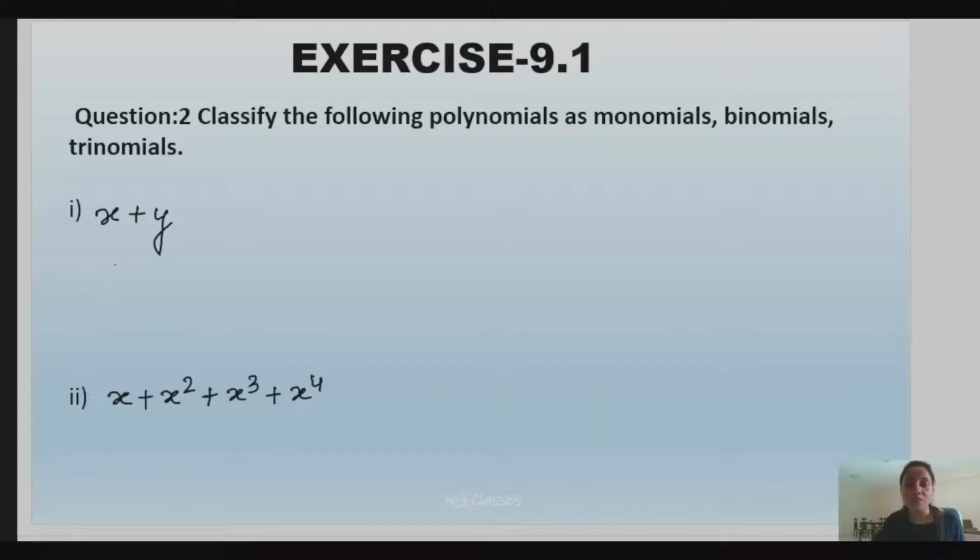And now we will solve some questions. Our question is: classify the following polynomials as monomial, binomial, trinomial, etc. So for the first polynomial, according to the number of terms, we have to name it. What is the total number of terms? Here we have a total of 2 terms, right? The first term is x and the second term is y. So when any polynomial contains 2 terms, it's called a binomial.